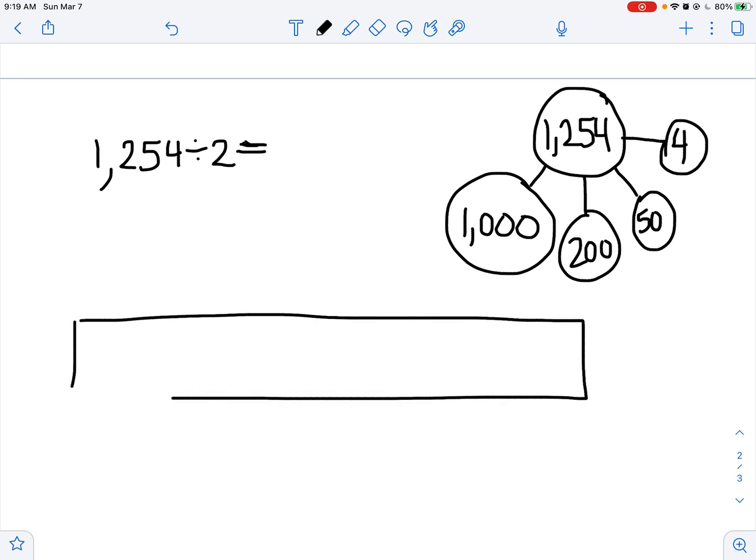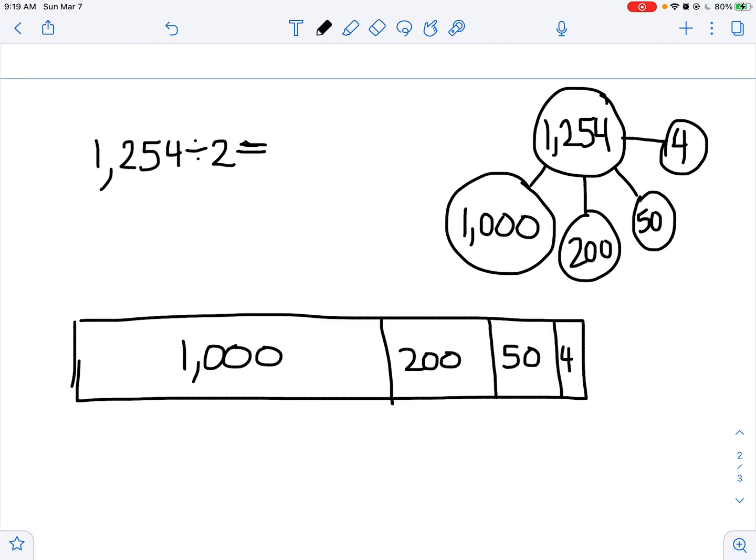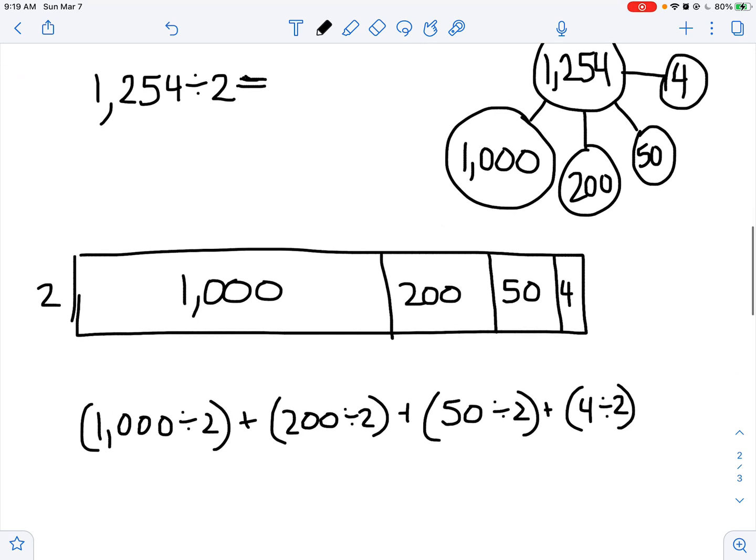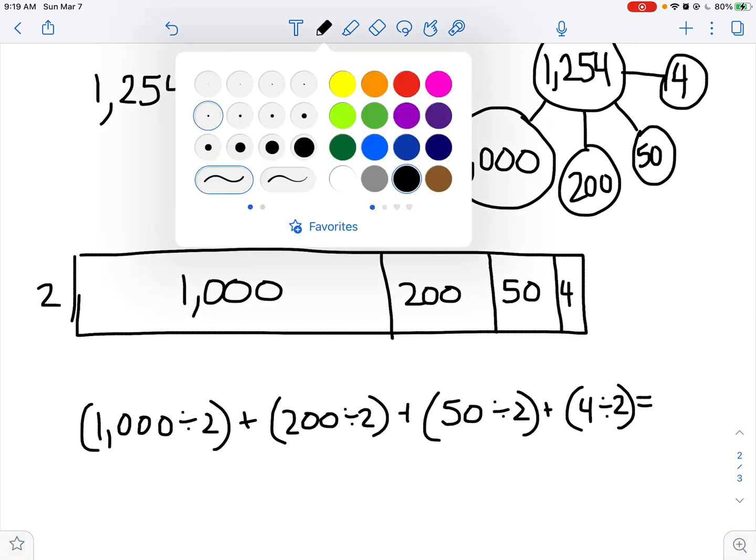So we're going to go through this pretty quickly here because I think you guys would know this one. We've got 1,000 here, we've got 200 here, we've got 50, and we've got 4. So I'm going to label my side length and start writing my partial quotients. 1,000 divided by 2 plus 200 divided by 2 plus 50 divided by 2 plus 4 divided by 2, right? And then we're just going to go ahead and solve.